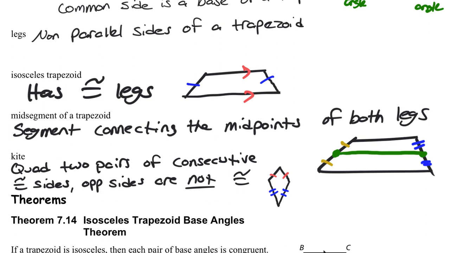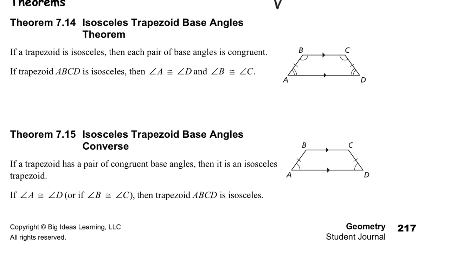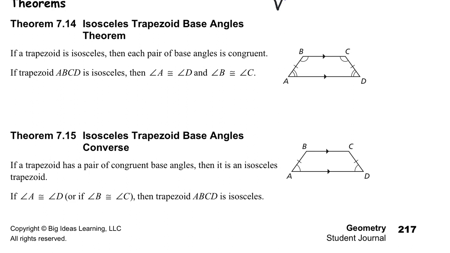The first couple are talking about trapezoids, and specifically we have a converse and a regular, so these are related. The first theorem says, if a trapezoid is isosceles, then each pair of base angles is congruent. All right, so there's a property: isosceles trapezoid, base angles are congruent. Now each pair, so notice here we have angle A and D congruent, then angle B and C are congruent.